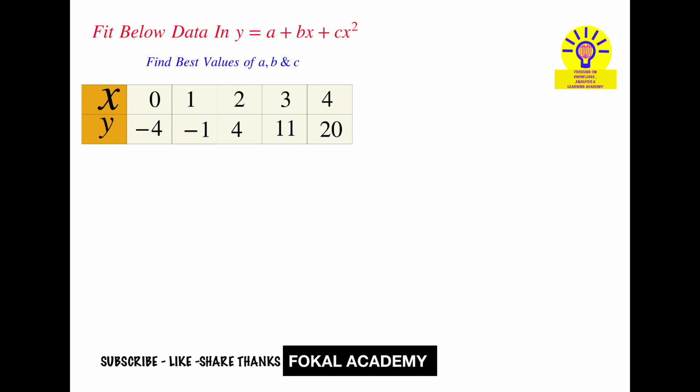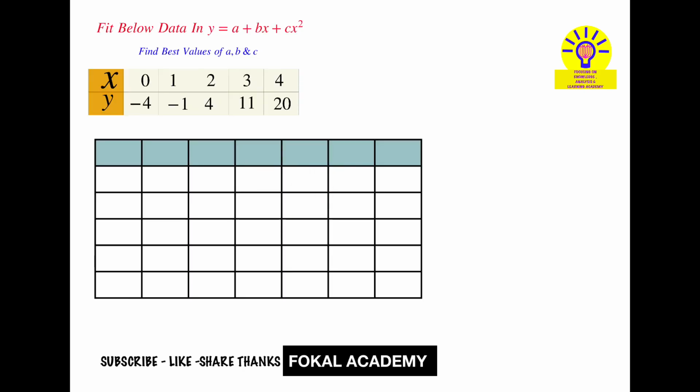This is the problem. In the first step, create a tabular form. So this is a tabular form. In the first column, write x values, next y values, next xy values, x square values, x square y values, x cube values, x power 4 values. Now fill the x values, that is given as 0, 1, 2, 3, 4. Next fill y values, this is -4, -1, 4, 11, 20.